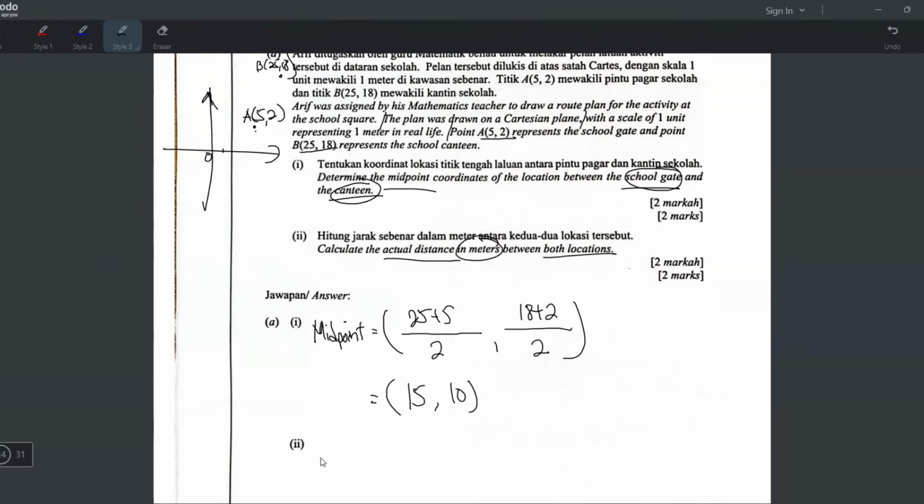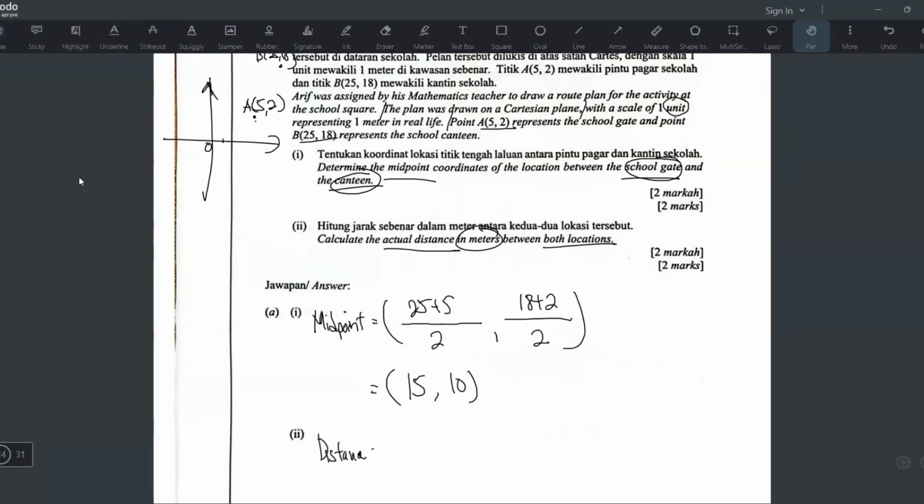First, we find the distance in how many units first, then only we convert to meters. Okay, alright, so let's find the distance in units first between both locations. So use the distance formula lah.